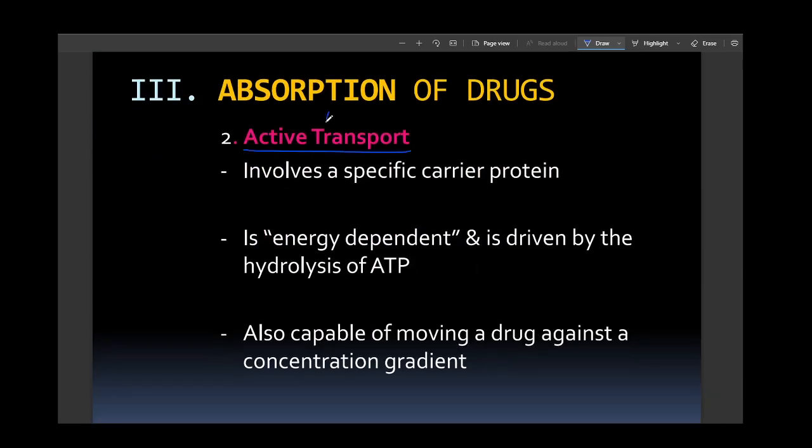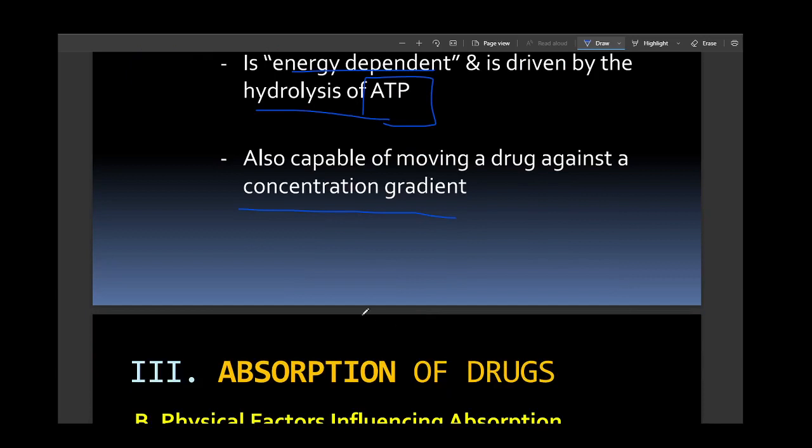Then there is the active transport involving ATP and involving a specific carrier protein, energy dependent, hydrolysis of ATP. The energy is obtained from the hydrolysis of ATP, and it is also capable of moving the drug against the concentration gradient, meaning there is less drug here and more drug here, and it can still move the drug to the site of more drug by using ATP and the energy.